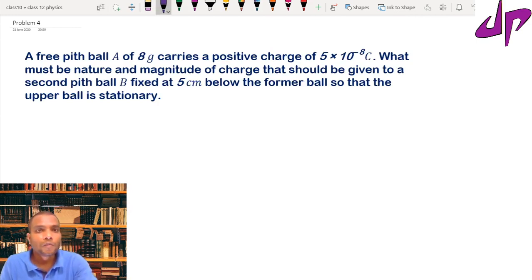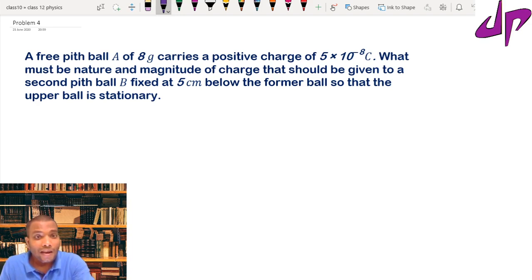Let's see another problem. The problem is: a free pith ball A of 8 gram carries a positive charge of 5 times 10 power minus 8 coulomb. What must be the nature and magnitude of charge that should be given to second pith ball B fixed at 5 cm below the former ball so that the upper ball is stationary?